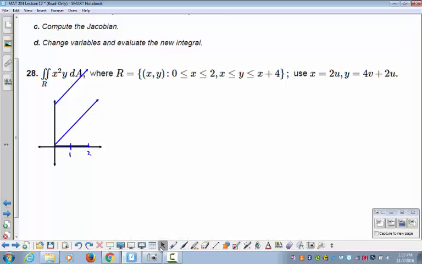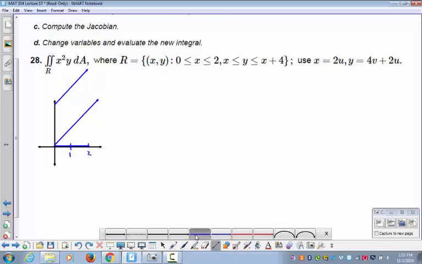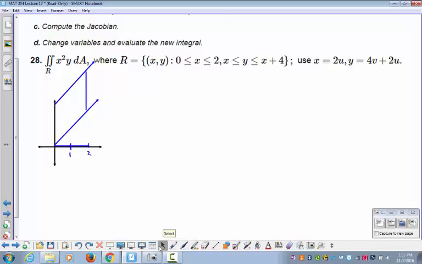It is a line technically, but we don't really care about the line. We just care about what's happening over here because they tell us x is from 0 to 2. So the region over here is this parallelogram. So that region's not so easy to integrate over. It's not so hard, but there's our region R in the xy plane. So let's now go look at the region in the uv plane. So let's rewrite these. We're going to have u equals x over 2.